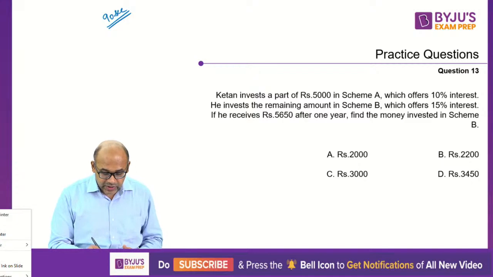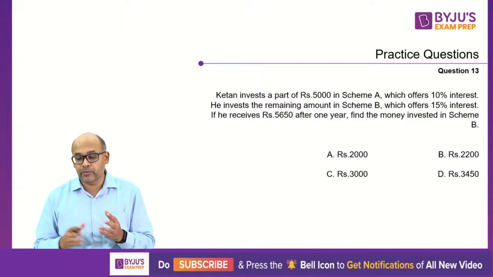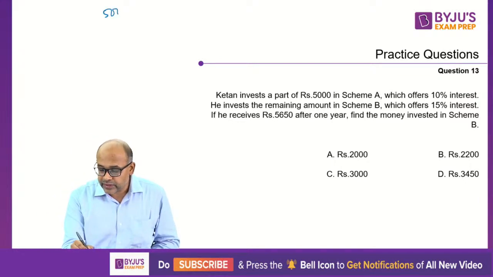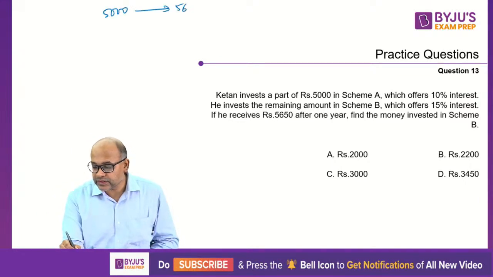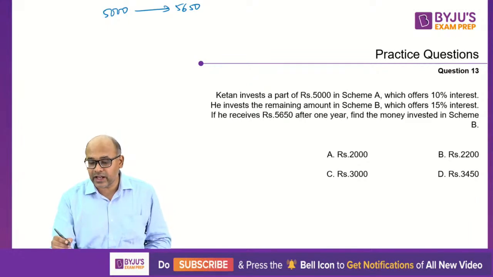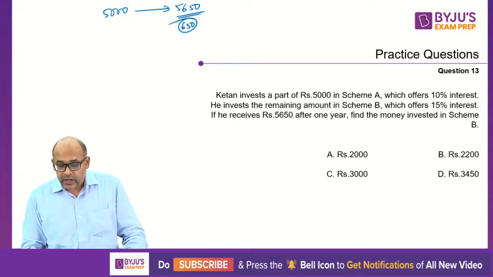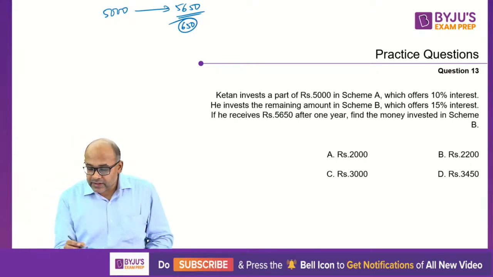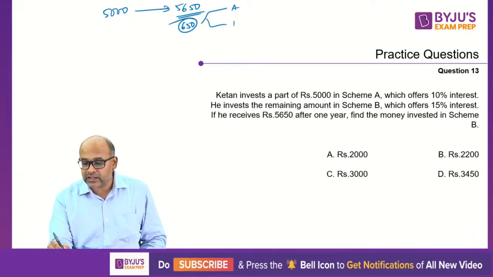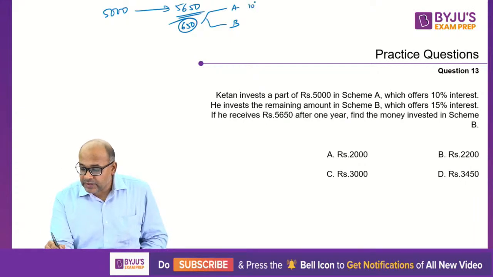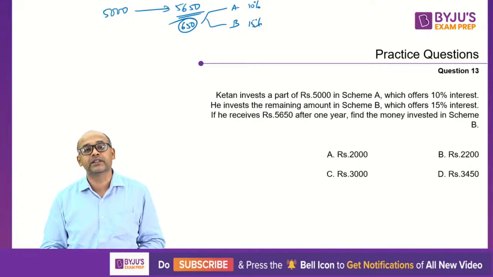Here, this question can actually be done in 2 ways. I'll explain both the ways. First, let's do it in the simple way that we know. 5,000 is becoming 5,650, which means how much interest is coming? Interest you are getting 650 rupees extra, correct? Now, what is happening here? This 650 is coming to you in 2 ways. One is from bank A and the other is from bank B, right? Bank A is 10% interest, bank B is 15% interest, and it is supposed to be simple interest, right?